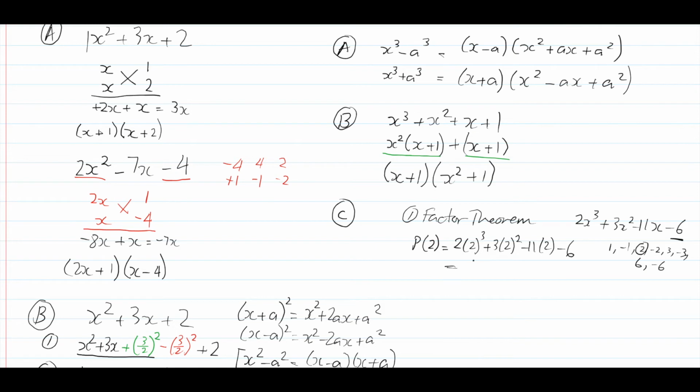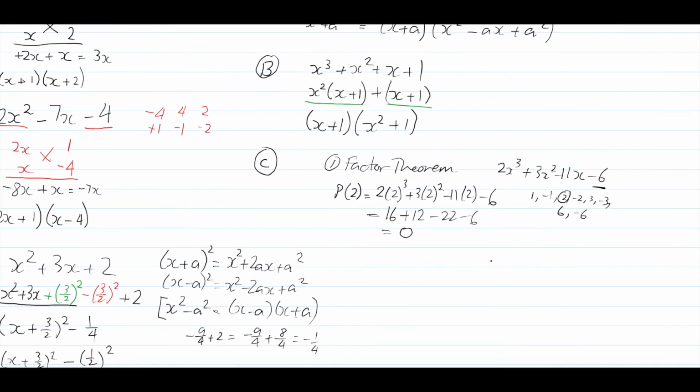And guys, what you end up with is 2 cubed is 8, times 2 is 16. 2 squared is 4, times 3 is 12. And then you minus 22, minus 6. These are 28, and that's -28. They cancel out, and you get 0. So technique number 1, guys, is using factor theorem.